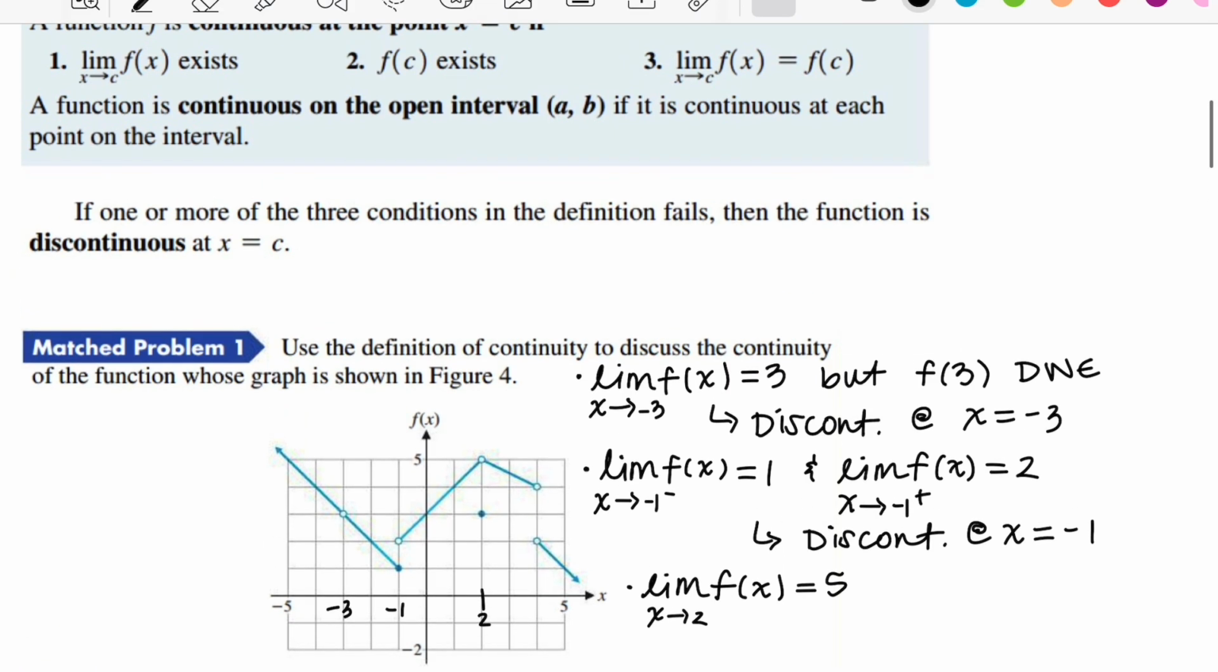Then we'll check our second condition. So f of 2 here. We see that at this value 2, our function value is 4.